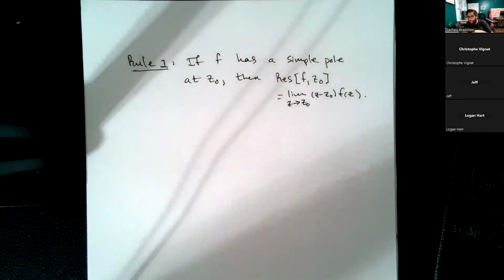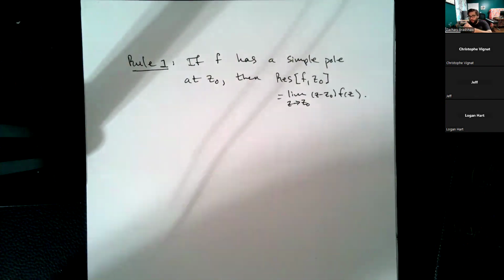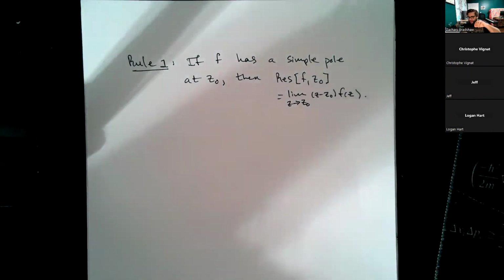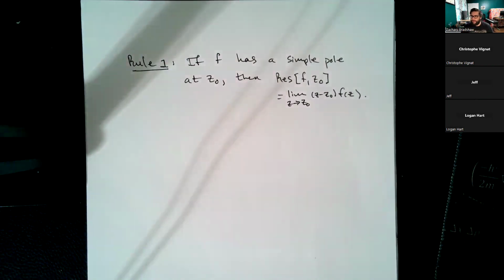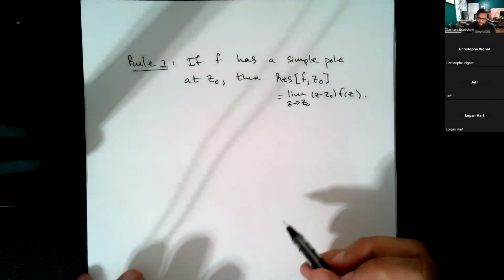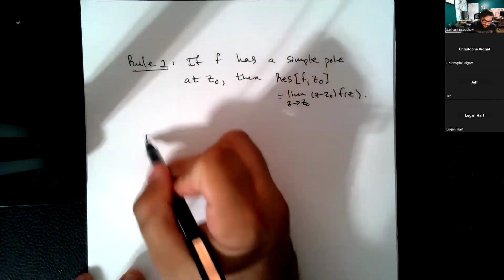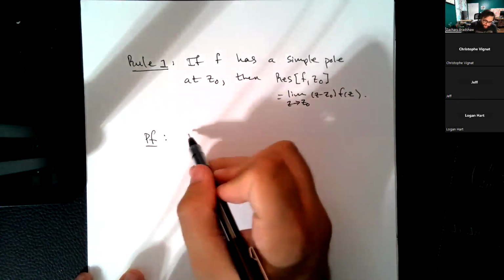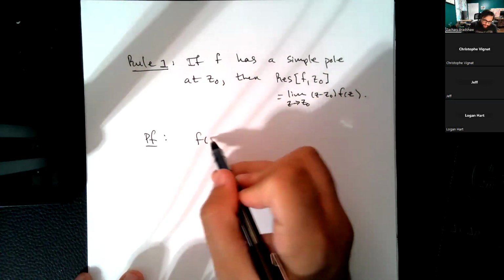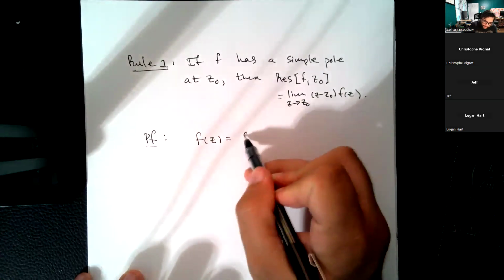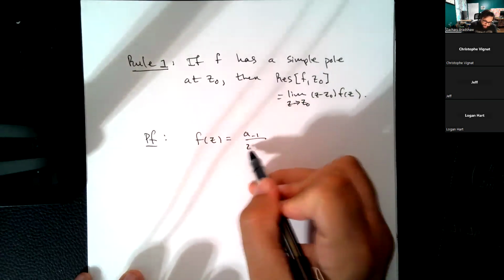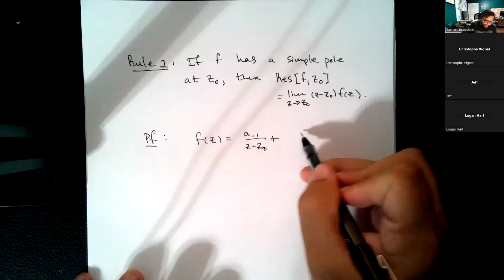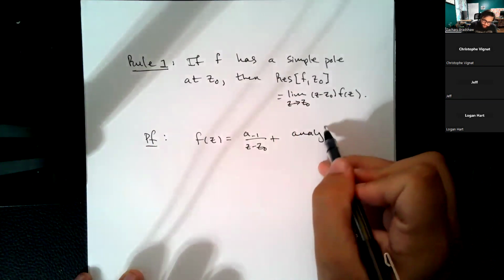So remember, a simple pole is one which has order 1. So only the a minus 1 term is non-zero in the Laurent series expansion. So that means that f can be written as a minus 1 over z minus z0 plus the analytic part.